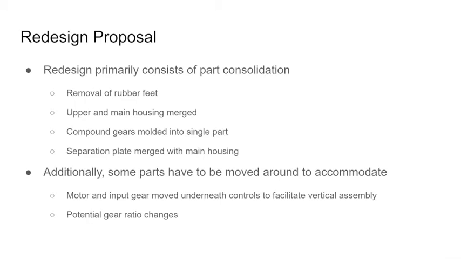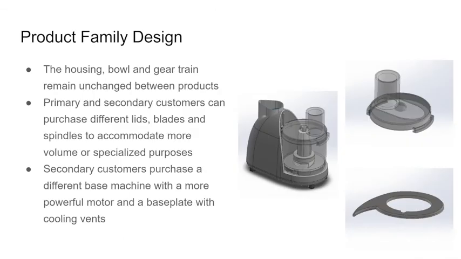There's 2 compound gears, those should just be a single part. Why not? It's injection molded plastic. And then there's a separation plate, which really could just be part of the main housing. Like it doesn't have a reason to be a separate individual part. To accommodate this, we need to move a couple parts around so that everything can be assembled easily. The motor and input gear needs to be moved, but that's a relatively simple task. That might result in potential gear ratio changes, or if we don't change the actual gear ratio, then what we can just do instead is keep the gear ratio the same, but just change the size of the gears.